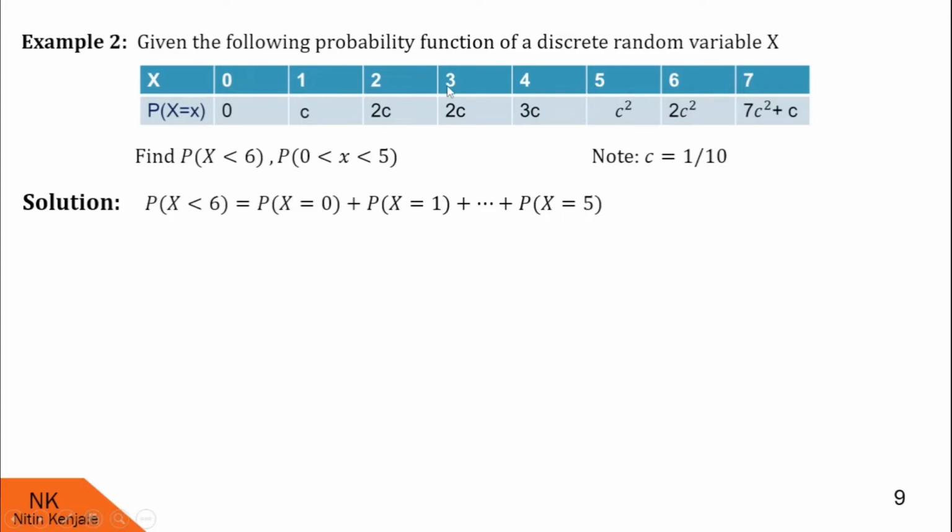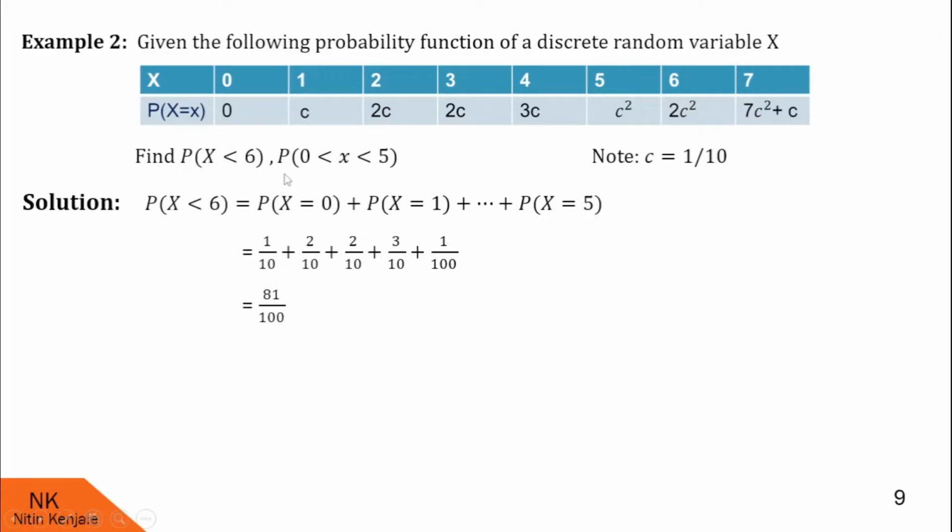Therefore, we add probabilities of x equal to 0, 1, 2, 3, 4 and 5. They are 0, c, 2c, 2c, 3c and c square. And we just found that c is equal to 1 by 10. So after substituting it, we find P of x less than 6 is equal to 81 by 100, that is 0.81.